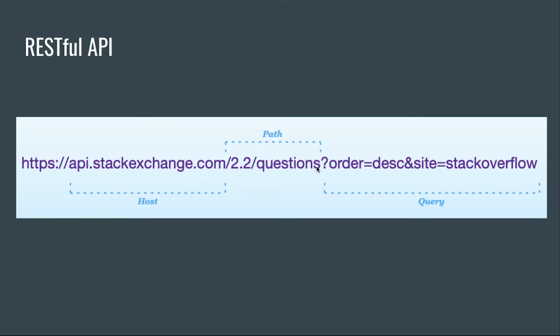And finally, the part on the right after the question mark is the query. So what are the things that you actually want to query the server for? So besides question, you may want to query in the form of descending order, and also with the end. Okay, what are the sites that you want to query? For example, Stack Overflow. So this is how a typical REST API endpoint looks, and you can query on any web services or web client and so on.